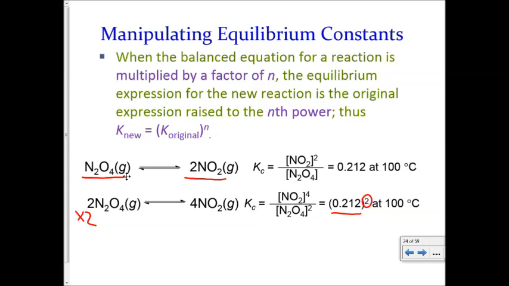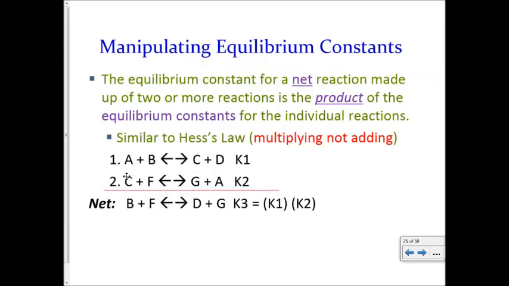Now, answering the next question, how is the K of the net calculated from the other 2 reactions? Basically, you're going to do a product of the equilibrium constants. You're going to multiply them. Hess's law, we added them together, right? We just added all our delta H's together. Here, you're going to multiply your K's.